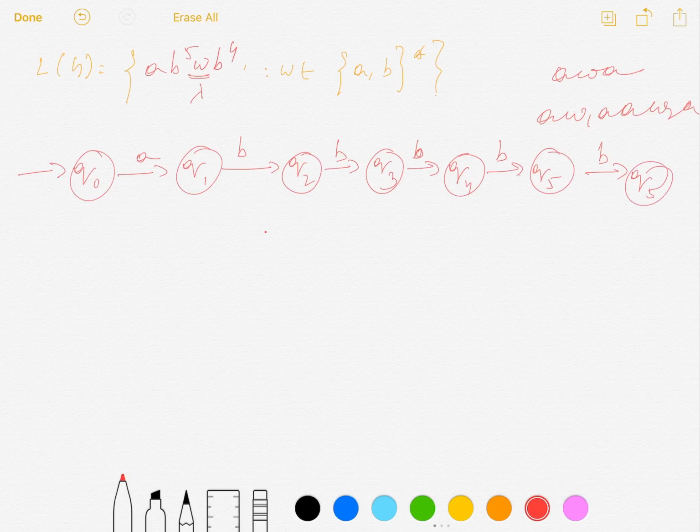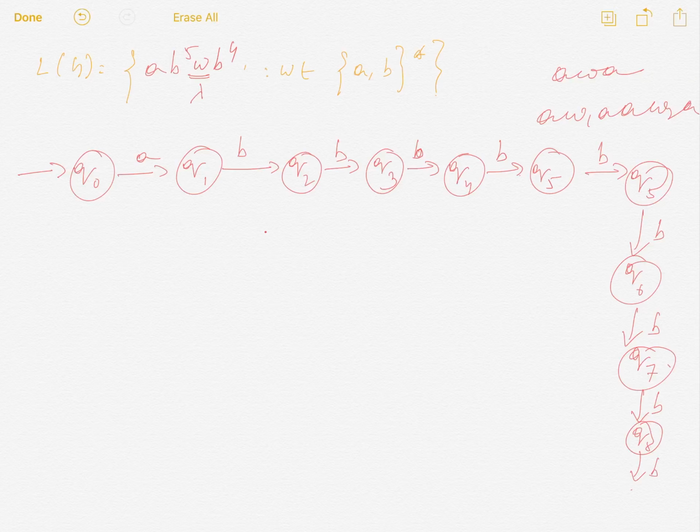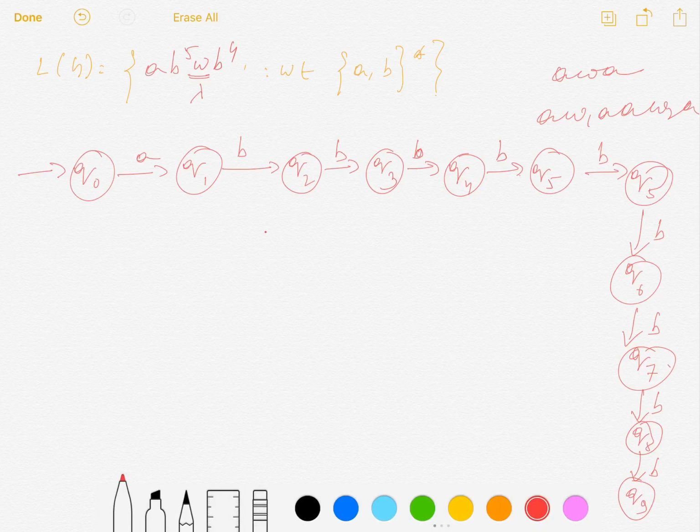At q5, b should be the valid string, q6, then q7. How many b's? 1 2 3 4 5 6 7. So 7, I need 9. Okay, 2 more, q8, b, then q9. Okay, so after taking a single a and 1 2 3 4 5 6 7 8 9 b's, it reaches the final state. So this is the basic thing: when ω becomes lambda, this is how the machine reaches the final state.